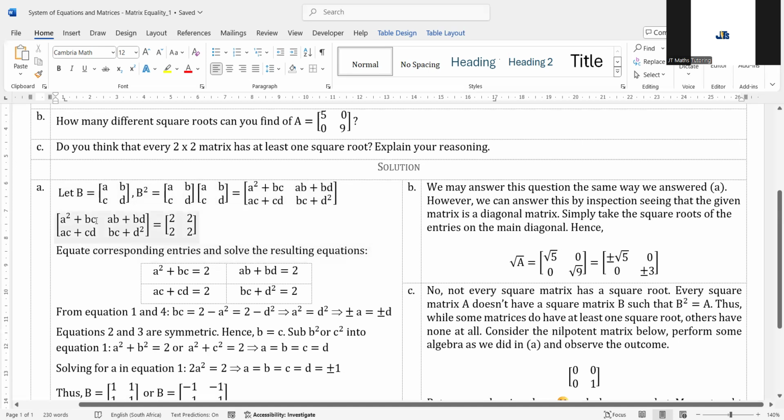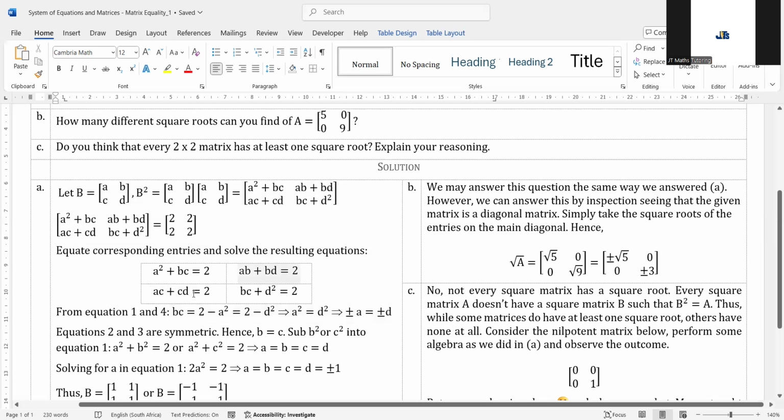a squared plus bc is going to be equal to 2. ab plus bd is going to be equal to 2. ac plus cd is going to be equal to 2. And I can see here that from equation 1 and equation 4, bc is 2 minus a squared, and bc is 2 minus d squared. This implies that a squared is equal to d squared, so a is equal to plus or minus d.